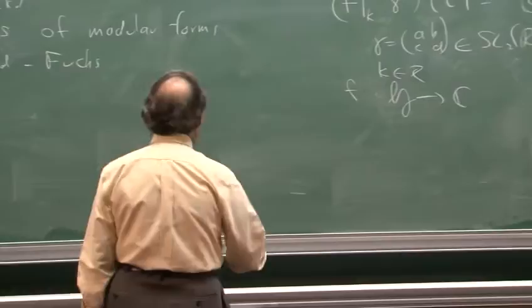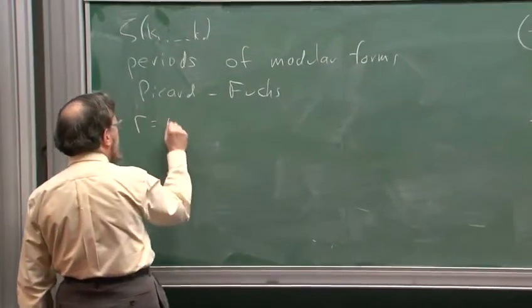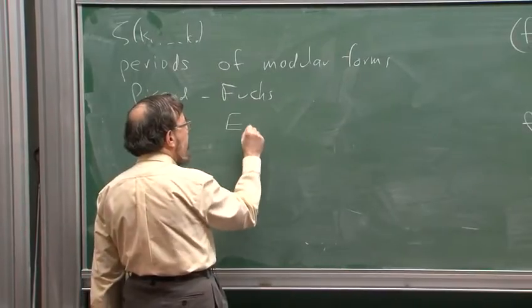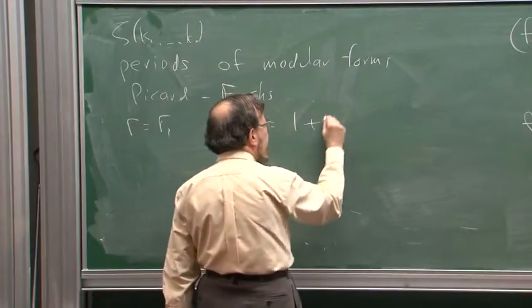And for some more notation, of course, if gamma is the full modular group, and I just call it gamma 1, so SL2Z, then we have famous examples, of course, which would include the Eisenstein series.